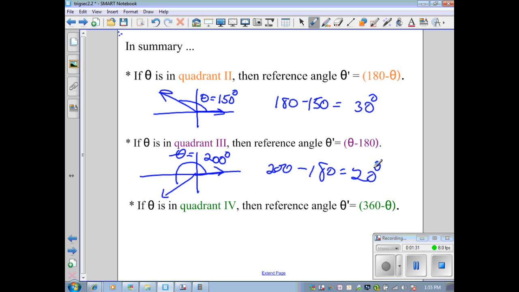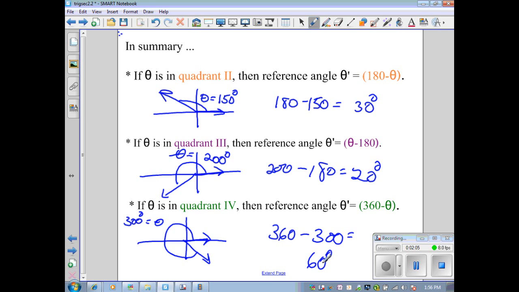My last example in quadrant 4 is going to give us a reference angle of theta prime equal to 360 minus theta. A quick example of that would be an initial side of my angle on the x-axis, counterclockwise revolution into quadrant 4. And let's say my theta is equal to 300 degrees. Then my theta prime would be 360 minus 300, which would give me a reference angle of 60 degrees.